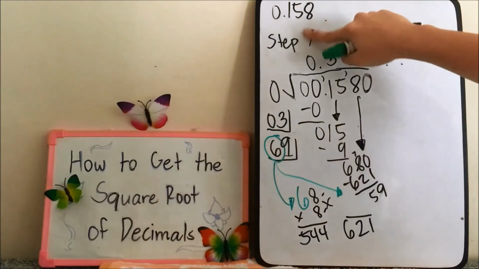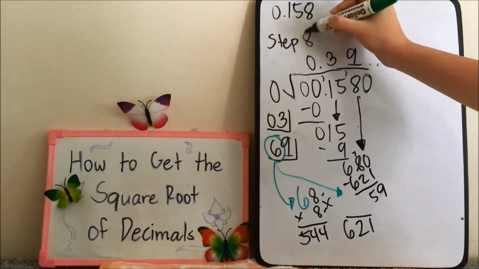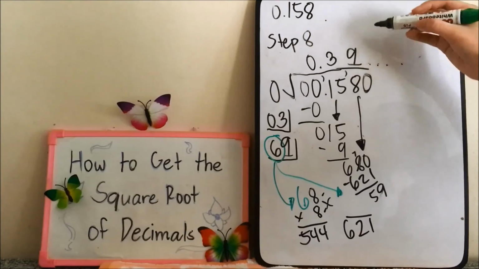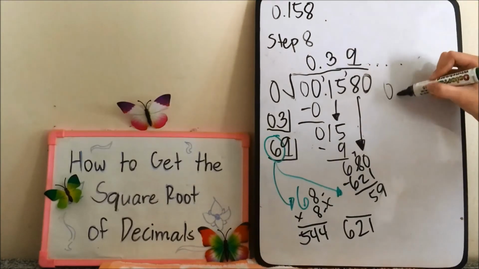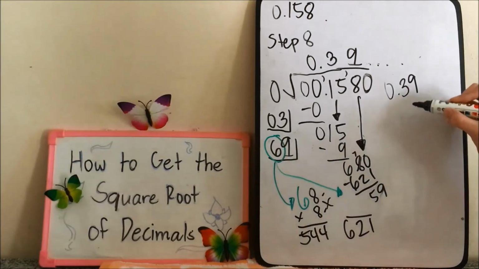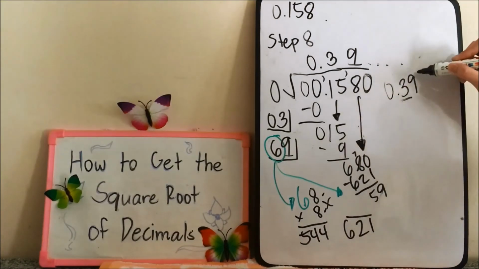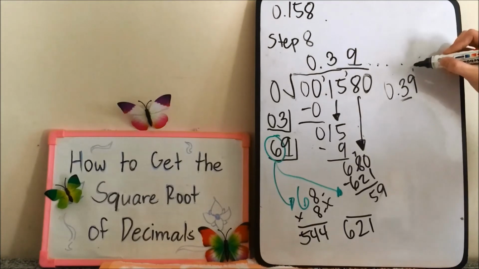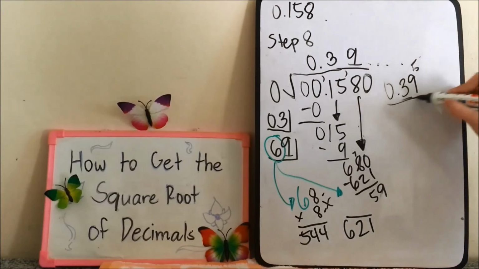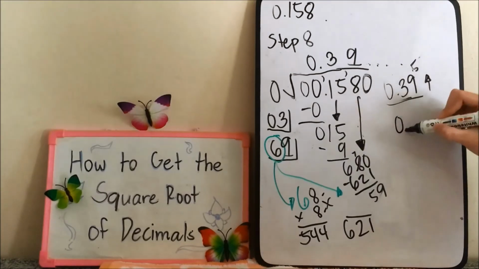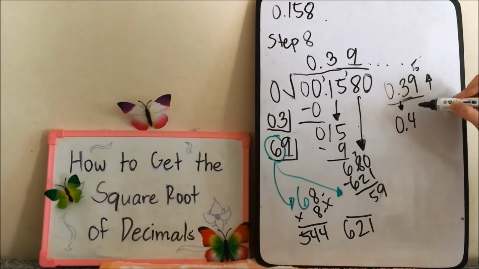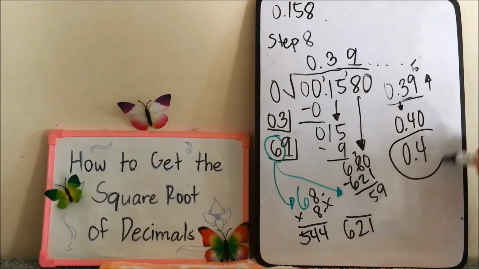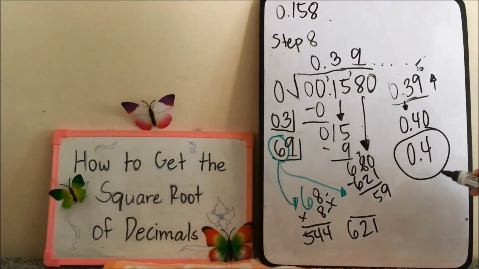So for our next step, step number 8, we will be rounding the square root off to the nearest tenths. So 0.39. So our number at the tenths place is 3 and the digit after it is 9. And since 9 is greater than 5, then we will round this number up. So 3 will become 4. So it will become 0.4 and 9 will be 0. For short, we can do it like that. So now that is the square root of 0.158 rounded to the nearest tenths.